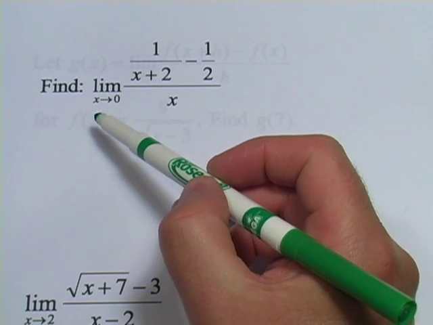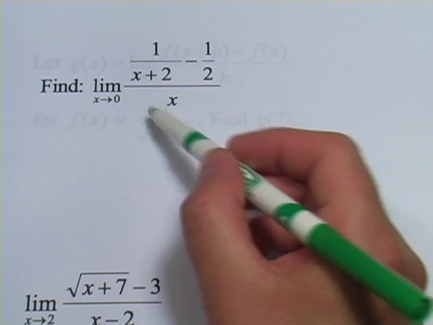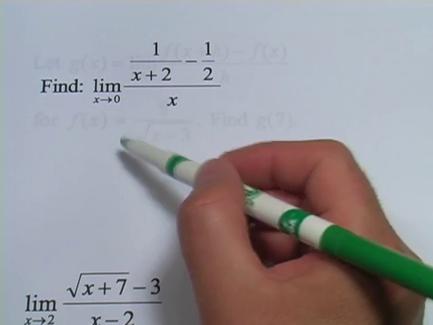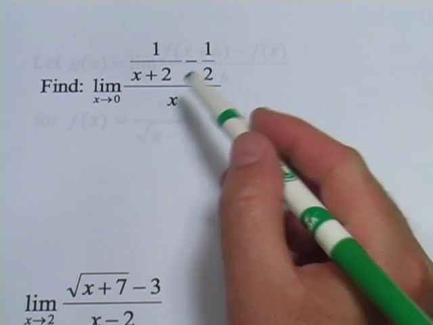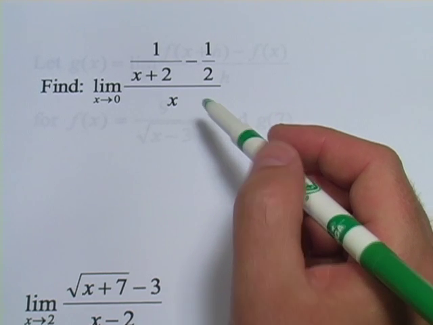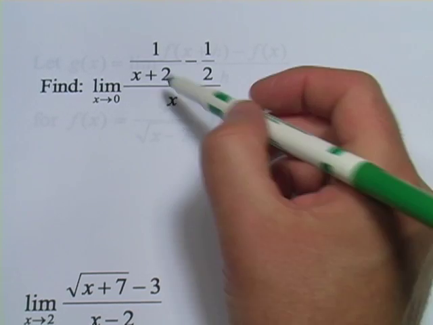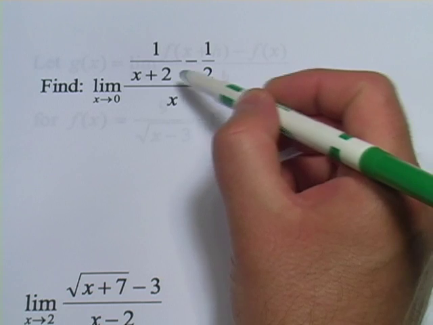We have the limit as x approaches 0 of this thing, and we've got x on the bottom. So this blows up. If we try to plug in 0, it's not going to work. So we want to try to manipulate this a little bit with some algebra. And I think what I'm going to do first is just try to simplify the top a bit by doing the subtraction of these fractions.